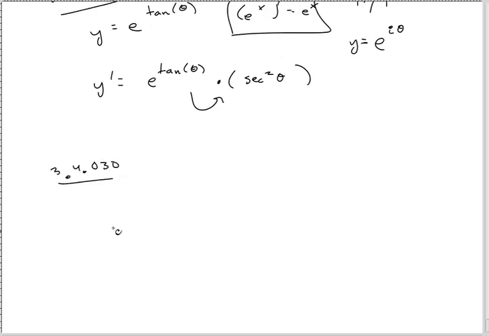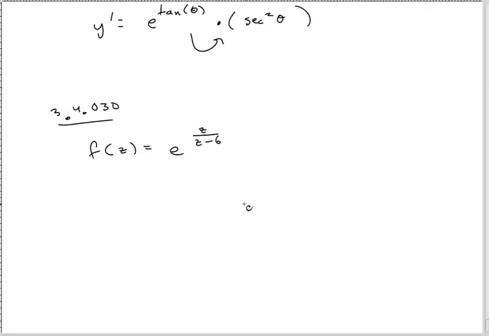We've got f of z is equal to, oh sorry, this is e to the z over z minus 6. This is an identical problem.